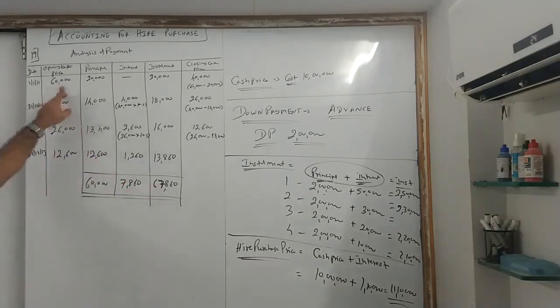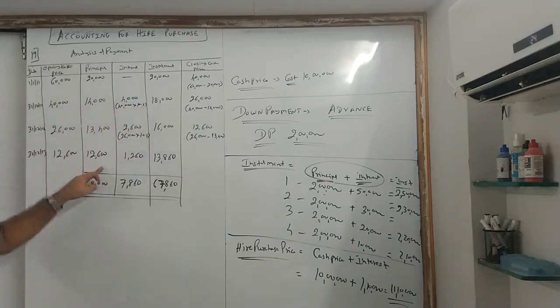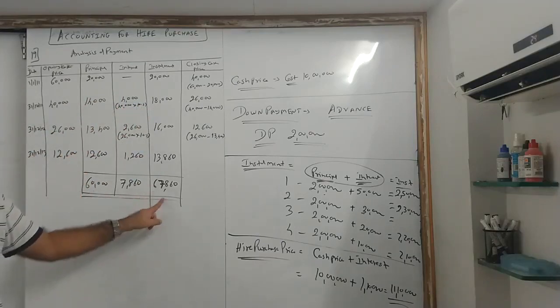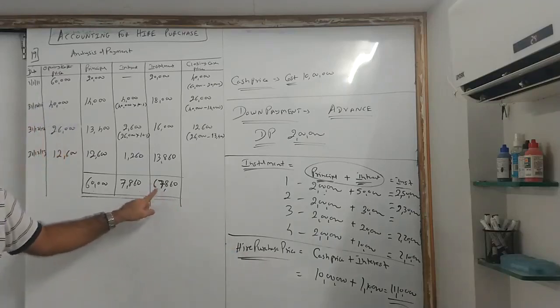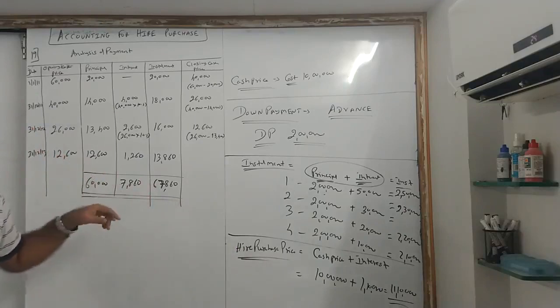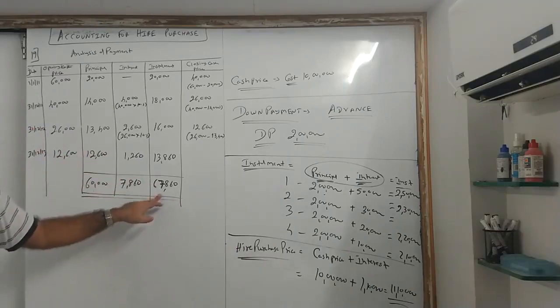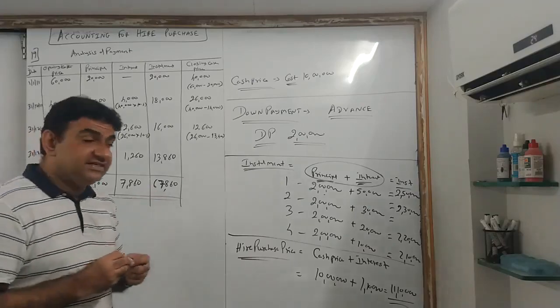Cash price 60,000, down payment 20,000, each year's installment, each year's interest, each year's principal. Total cash price, total interest, installment. This is my total hire purchase price. If you buy the asset by paying full cash, you have to pay 60,000. If you want the installment facility, you will pay 67,860. Full payment at a stroke is 60,000. If you want the installment facility, it is 67,860.